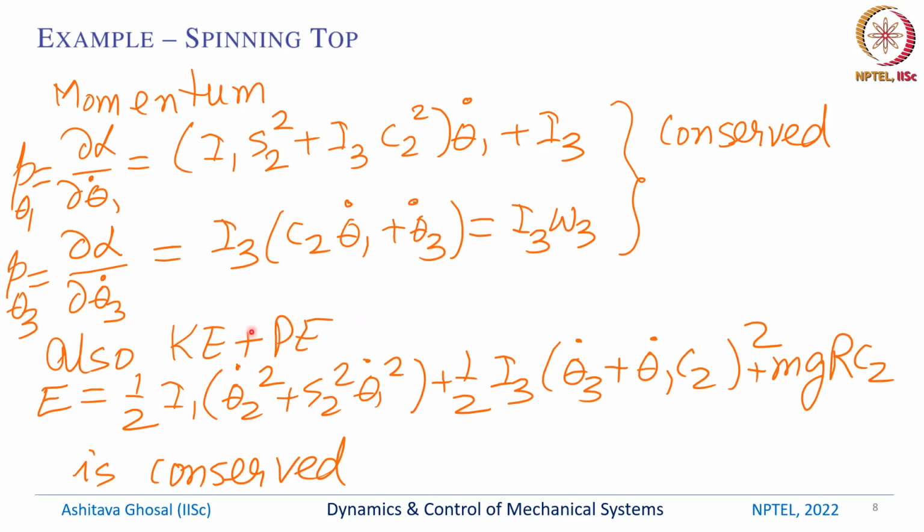And finally, like in many other conservative mechanical systems without any damping, the total energy is also conserved. So kinetic energy plus potential energy is also conserved. So E is the sum of the kinetic plus potential energy. So this is kinetic energy, I had shown you the example before. This is the potential energy. So this is also constant. So there are three of these quantities which are constant and they are conserved.